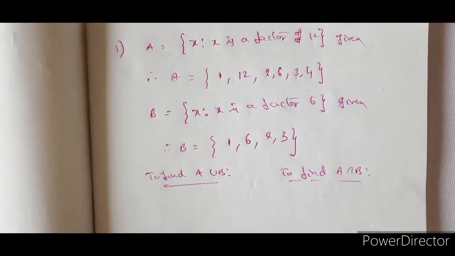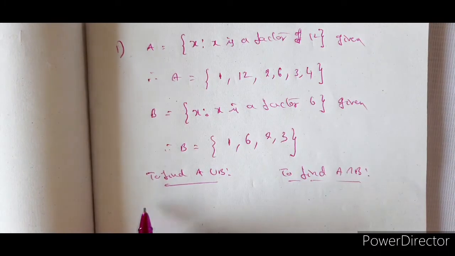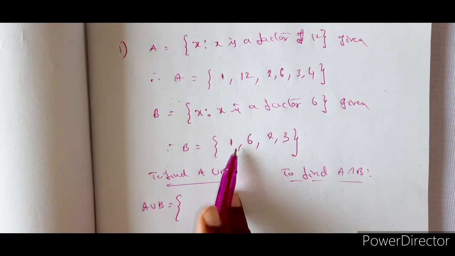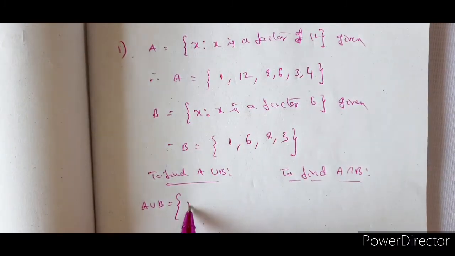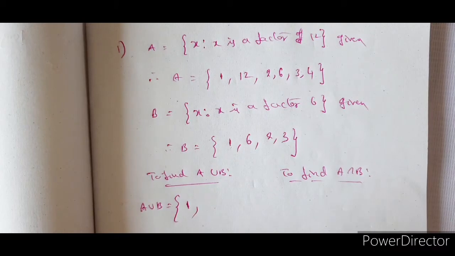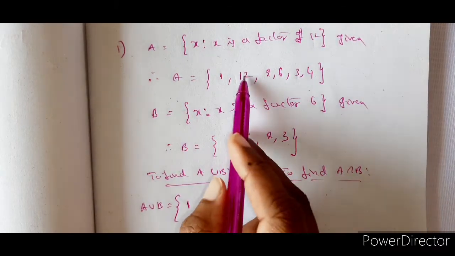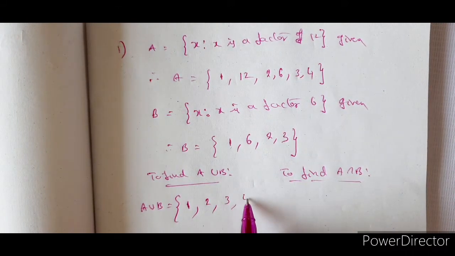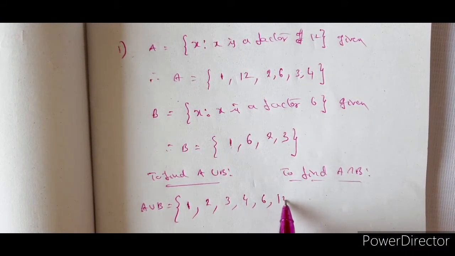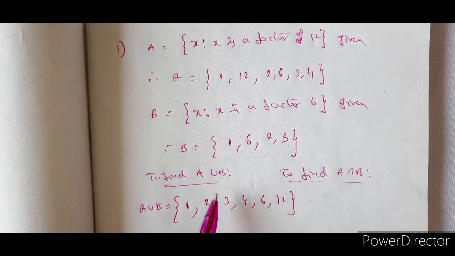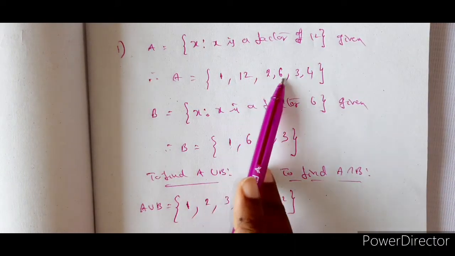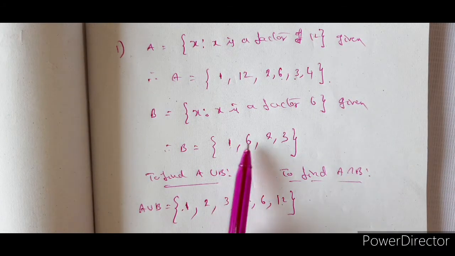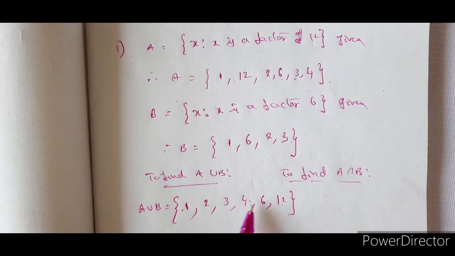Let us do that now. A union B is equal to: you have to write all the elements without any element being repeated. Is 1 here? Yes, 1 is repeated in these two, but here it is written only once, because a unique element should be written. So 1, 2, 3, 4, 6, 12. Are all the elements there? 1, 12, 2, 6, 3, 4. Yes.